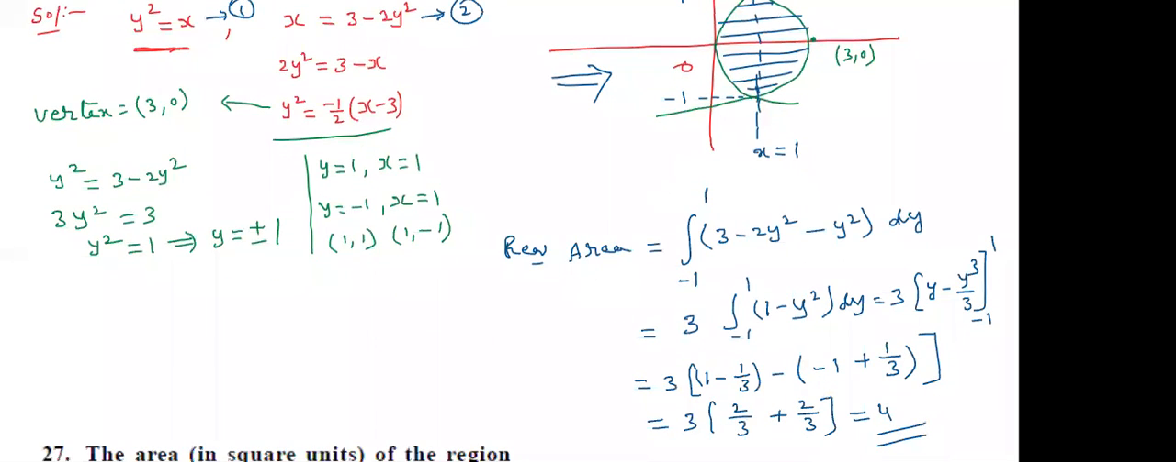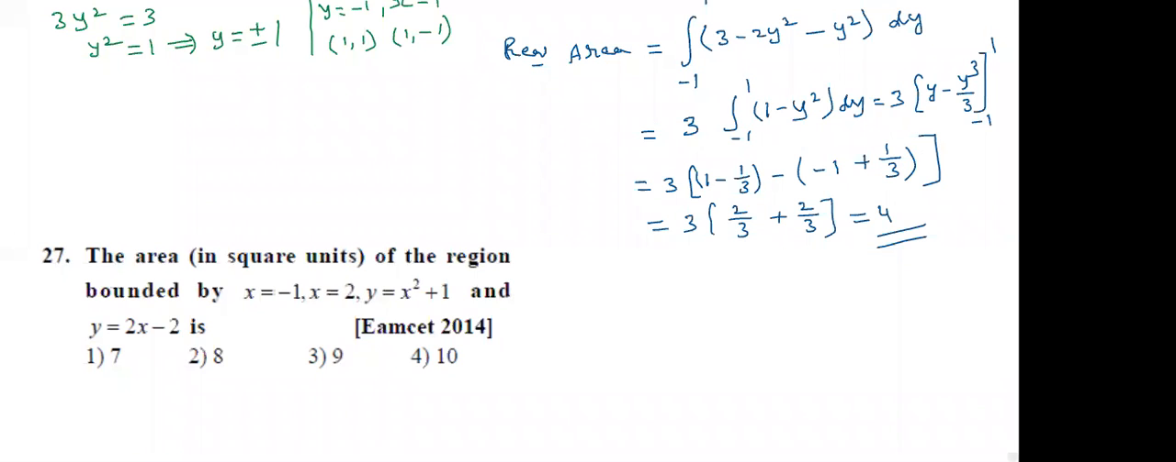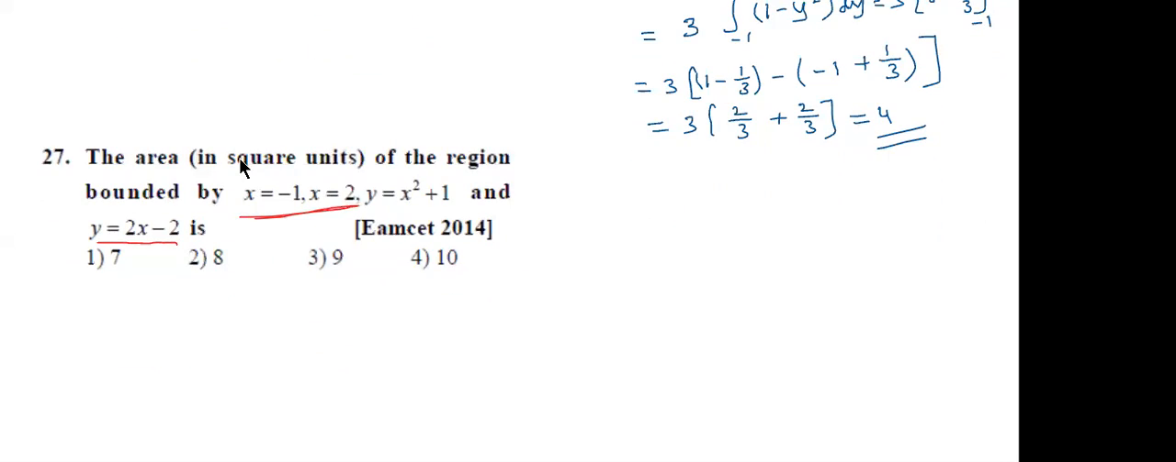This is a previous MSET question. See the question number 27. The area of the region bounded by x is equal to minus 1, x is equal to 2, and y is equal to x square plus 1, and the line y is equal to 2x minus 2. So here limits are already given. Just draw the diagram, then you will understand.